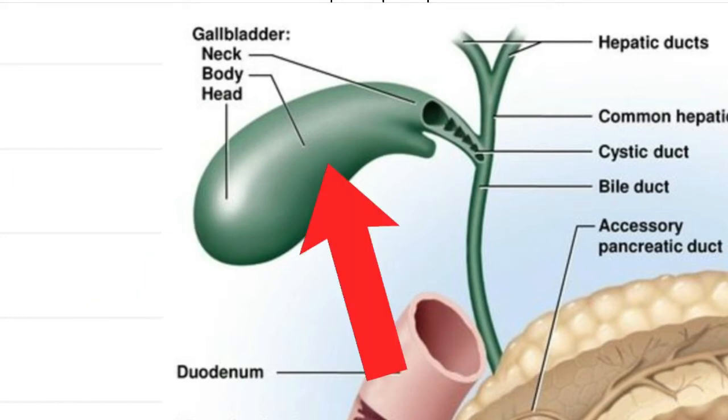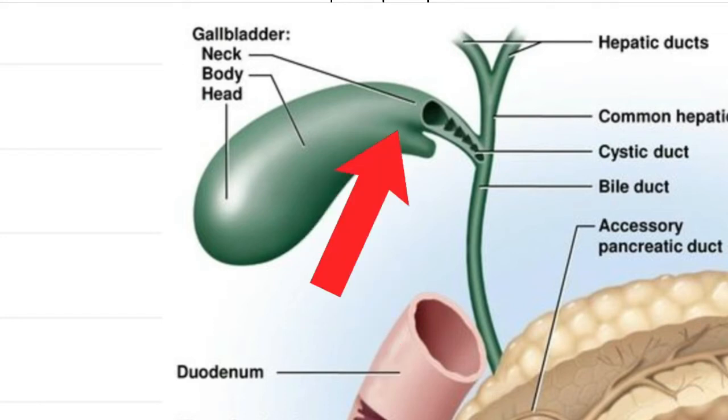Ang body naman is the largest part of the gallbladder. It lies adjacent to the posterior inferior aspect of the liver. Neck. Sa neck naman, the gallbladder tapers to become continuous with the cystic duct, leading into the biliary tree.